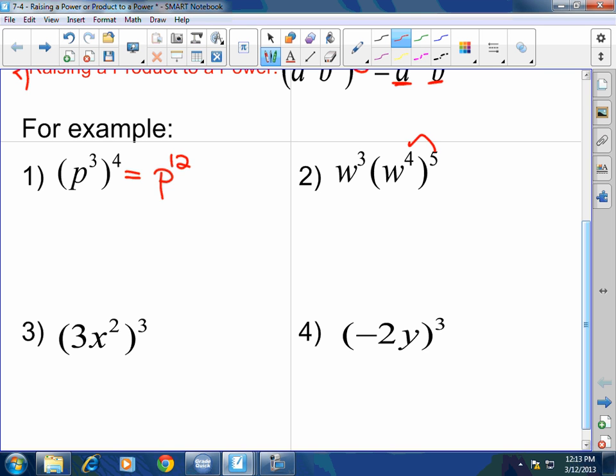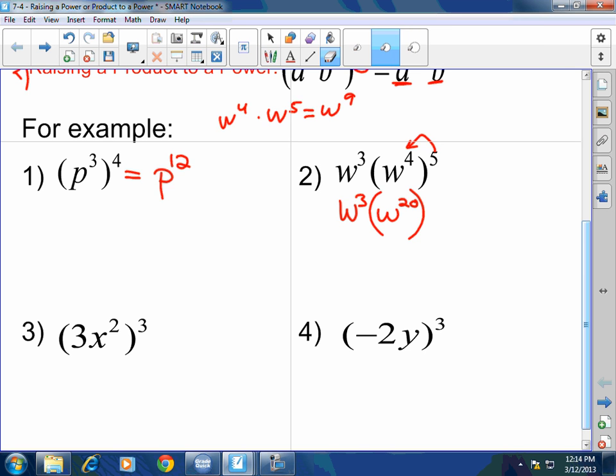Very good. First you do this one. So you're going to have w cubed times w to the 20th. For those of you who said 9, my brothers, remember, w to the 4th times w to the 5th equals w to the 9th, because when you multiply the same base, you add the exponents. This is w to the 4th being raised to the 5th power. So when you are raising a power to a power, you keep the base and multiply the exponents.